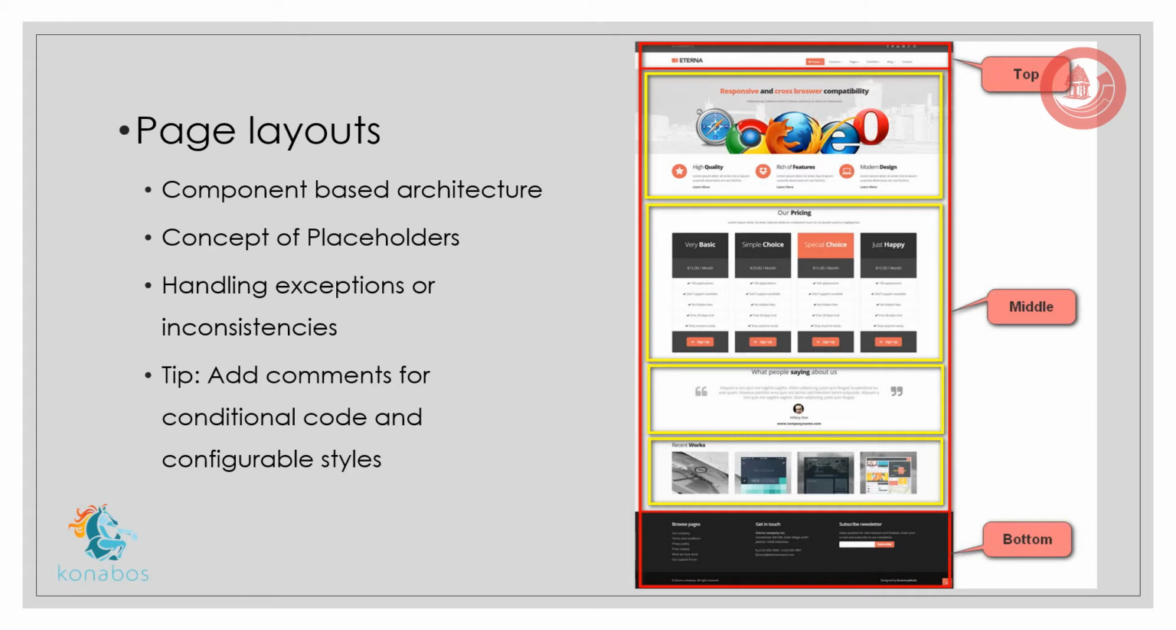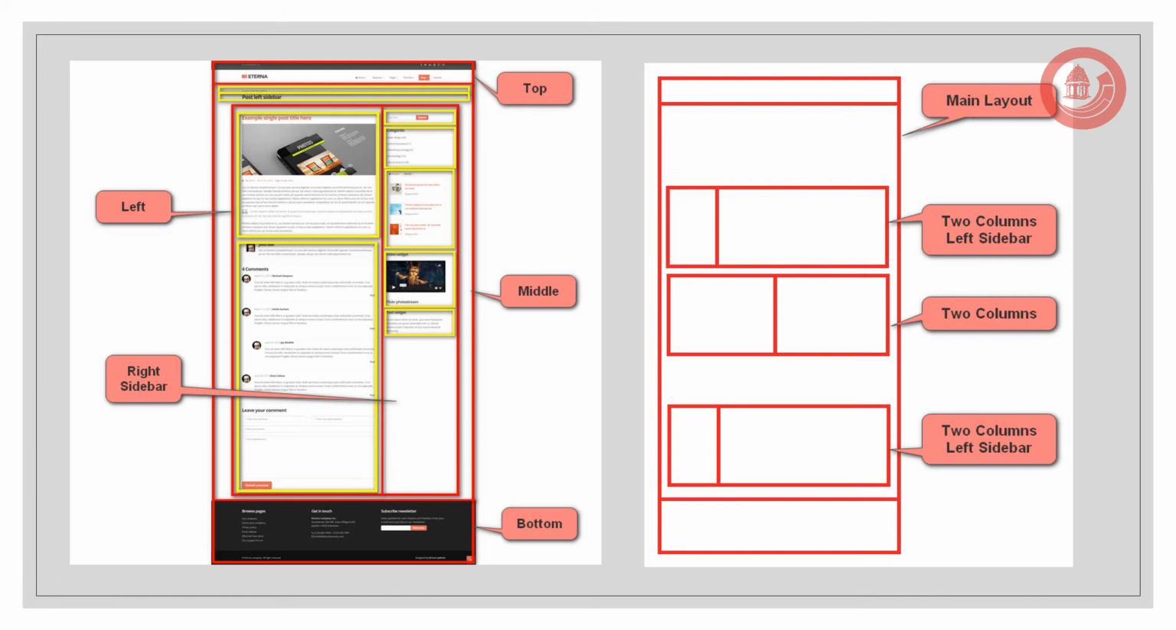So let's look at some more examples of how you would create page layouts. The previous case that we saw was just a one-column page layout. An example here is of a two-column page layout where we have the top, the middle, and the bottom chunks. But inside that, we have also identified that the page is divided into a two-column format. So we have a left and right sidebar, additional placeholders being added.